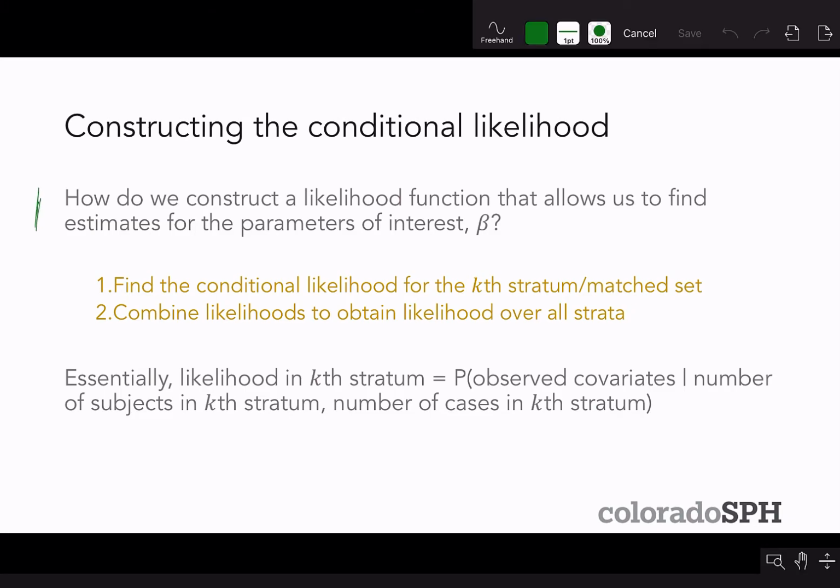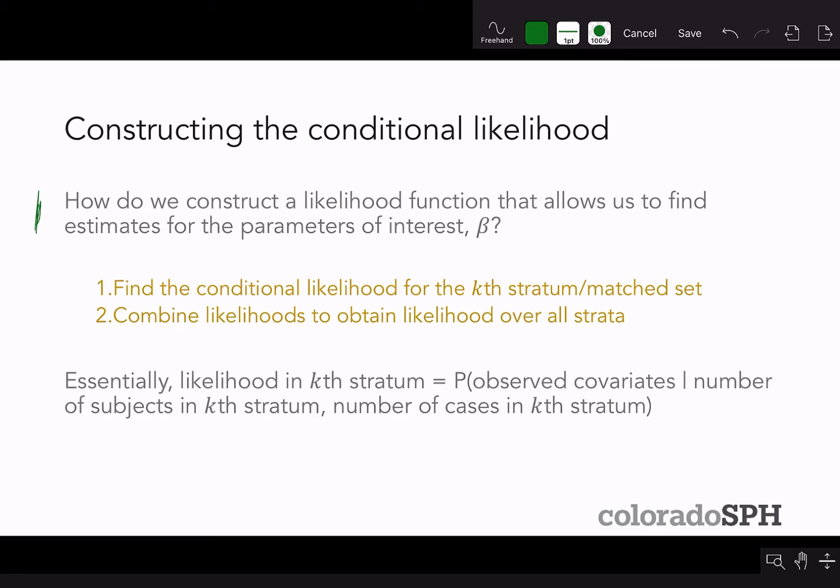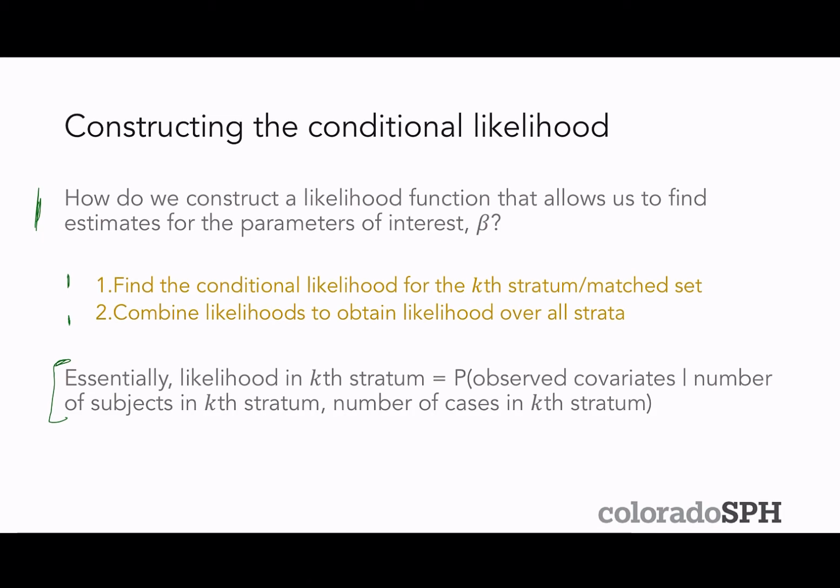So how do we construct a likelihood function that allows us to find the estimates for the parameters of interest, beta? Well, first you construct that conditional likelihood for the kth stratum or matched set, and then you combine the likelihoods for all the strata to obtain one giant likelihood across all strata. The intuition behind the likelihood in the kth stratum is the probability of seeing the observed covariates given the number of subjects in the kth stratum and the number of cases in that stratum.